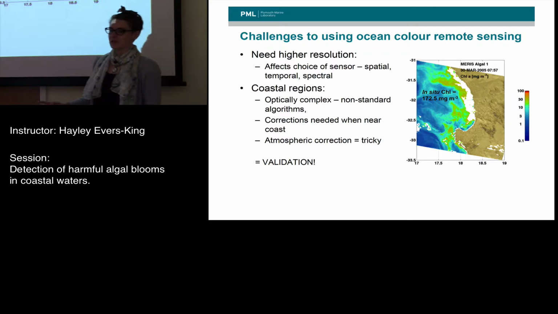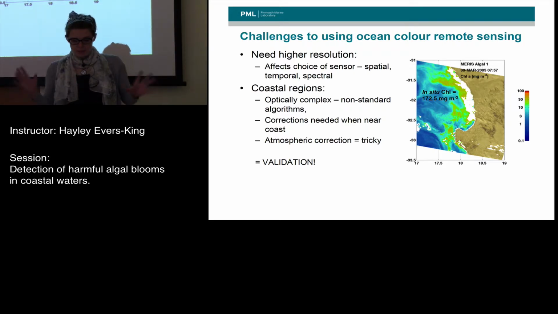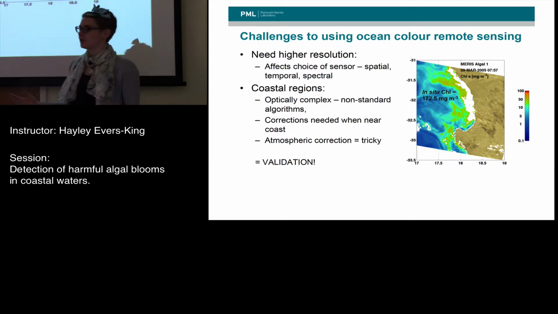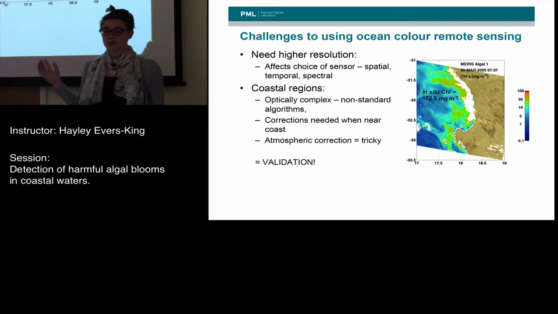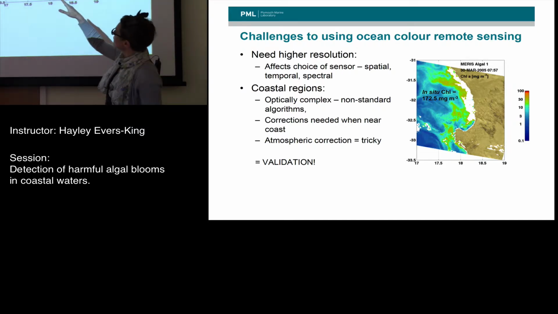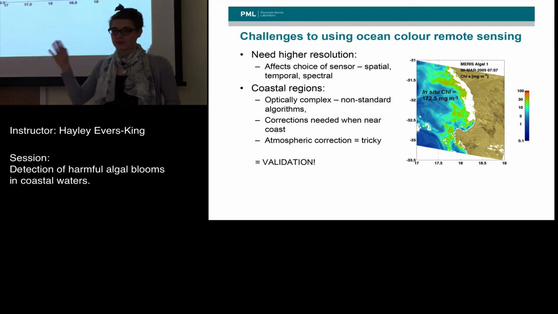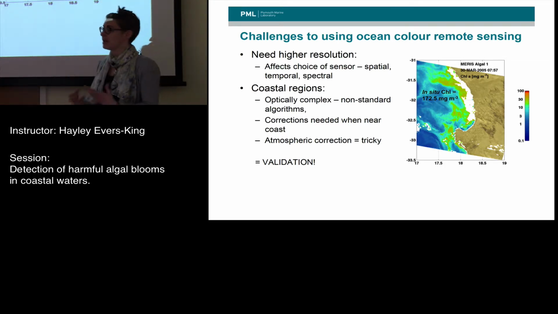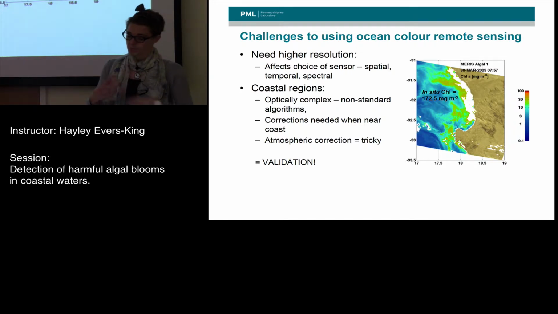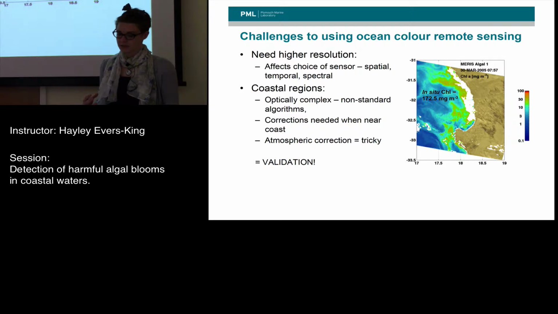But there are some challenges to using remote sensing in these regions. You can imagine having a 10-year archive of satellite data. You could start looking at those interannual scales, and with new sensors such as Sentinel-3, which is at 300-meter resolution, you can start looking into coastal bays. So you do need high resolution. This will affect the choice of sensor you might select to investigate these phenomena. You might want to have a preference towards the more spatially higher resolution sensors.